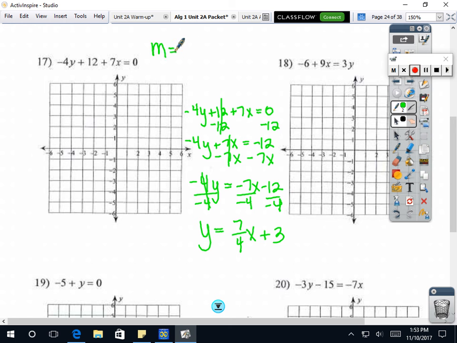So your slope is 7 over 4, which means up 7, right 4. Your y-intercept is 3. So you plot a point at 3, but can you go up 7, right 4 from that point? So instead we need to go down 7, left 4.